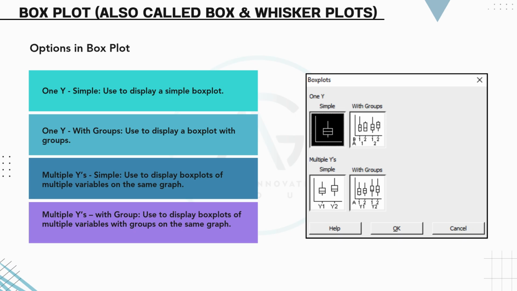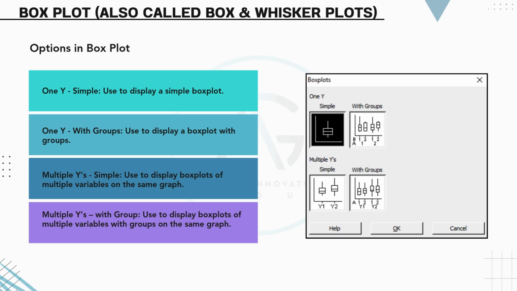3. Multiple Ys, Simple. Use this to compare multiple numeric variables side by side without grouping. Each Y variable gets its own box plot in the same graph, which is great for comparing variables like sales, expenses, and profit.